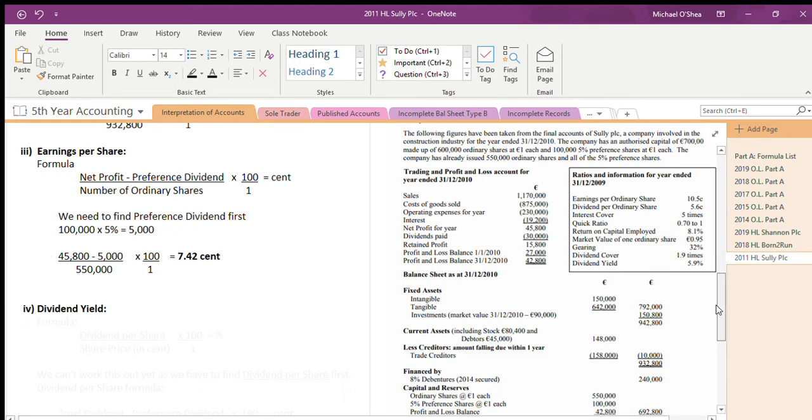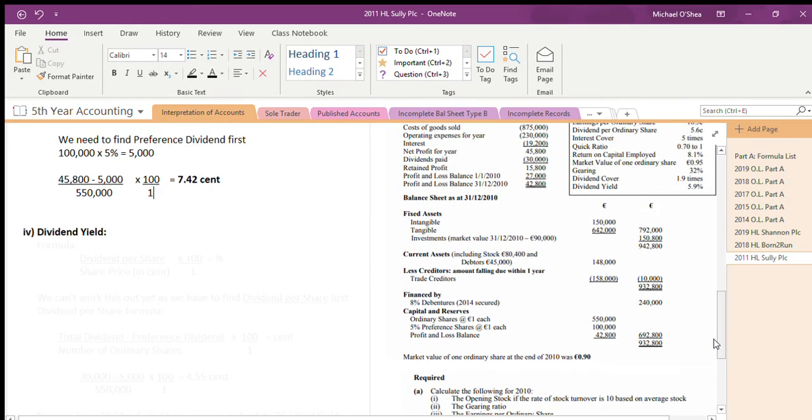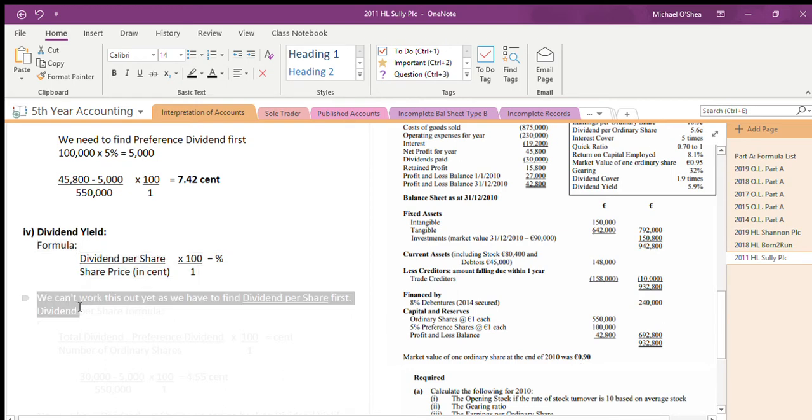Fourth one, we've done this a couple of times now. They're asking us to get dividend yield. So nice and quickly, because we've seen this before. The formula for dividend yield is DPS, dividends per share, divided by share price in cent. This is my market value, share price, same thing. Market value is the same thing as share price. 90 cent. So multiplied by 100 over 1 equals percent. We need to find our dividends per share, which is not given here. I need to work that out.